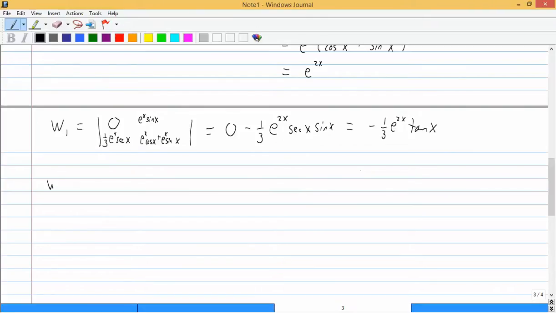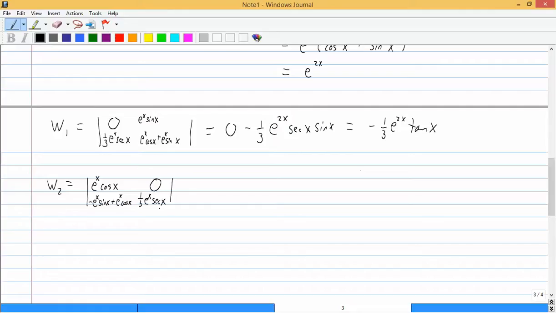It's w sub 1. W sub 2 is equal to, now in the w sub 2 you start the second column off with 0, and then you put your f of x under it. Your first column is y sub 1, and then below it, its derivative. Y sub 1 was e to the x cosine x. So for its derivative, I have to use the product rule. That's going to be negative e to the x sine x plus e to the x cosine x.